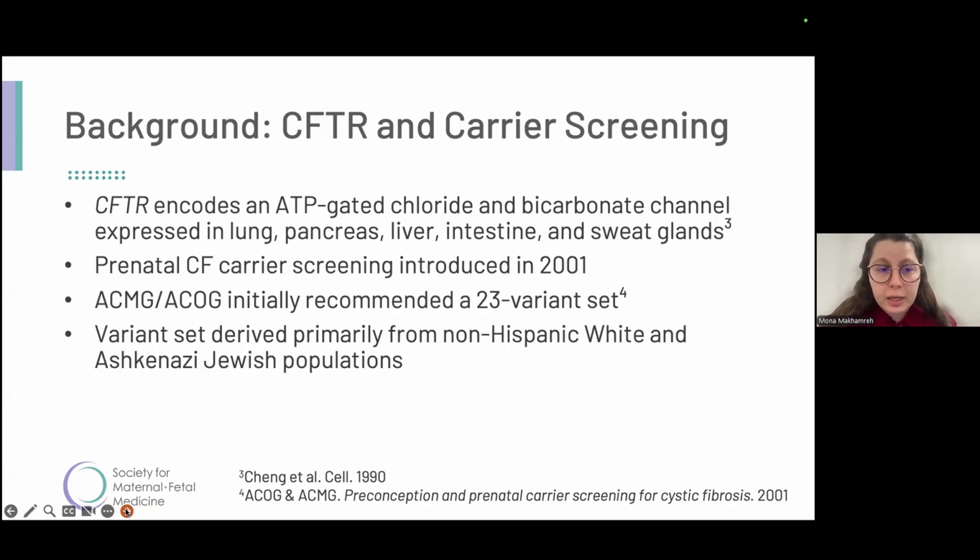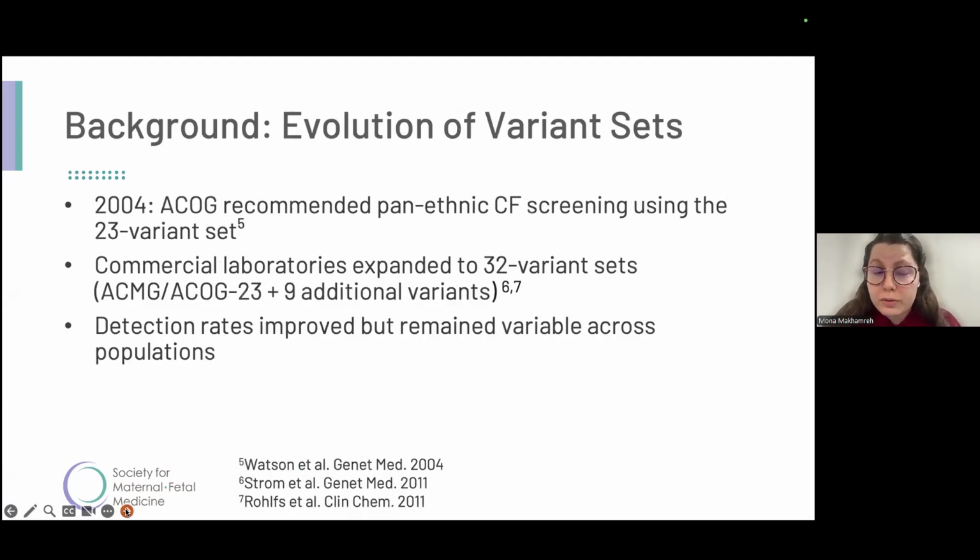The CFTR gene encodes a protein that is an ATP-gated chloride and bicarbonate channel expressed in lung, pancreas, liver, intestine, and sweat glands. Now, prenatal cystic fibrosis carrier screening was introduced back in 2001 for those with ethnicities considered high risk or high frequency, as well as patients with family history of cystic fibrosis. At the time, ACMG and ACOG initially recommended a 23 variant set to test for carrier screening in cystic fibrosis.